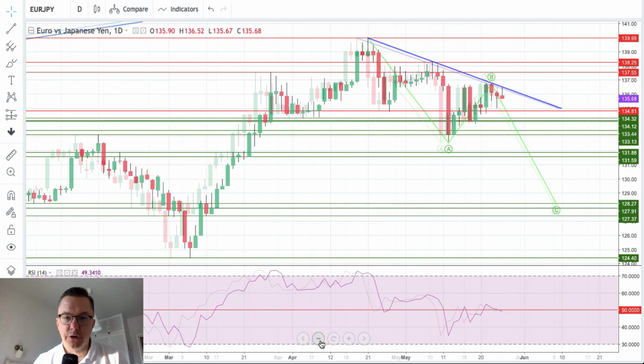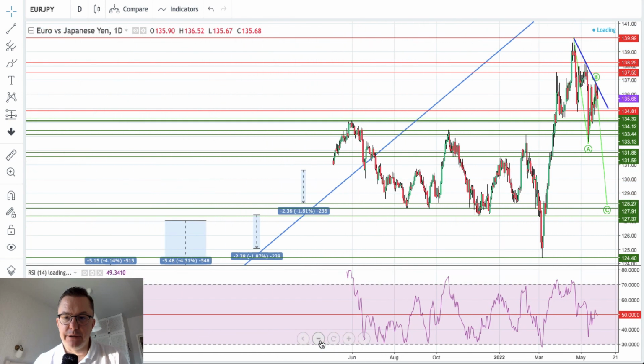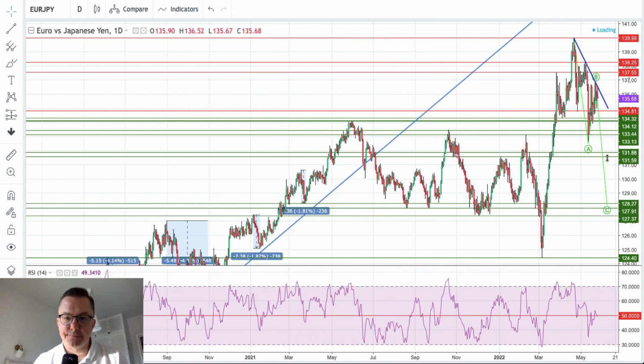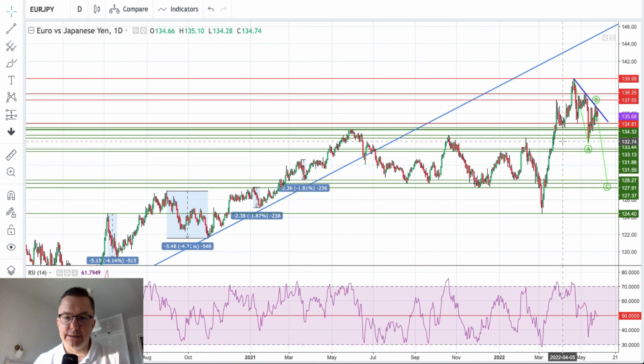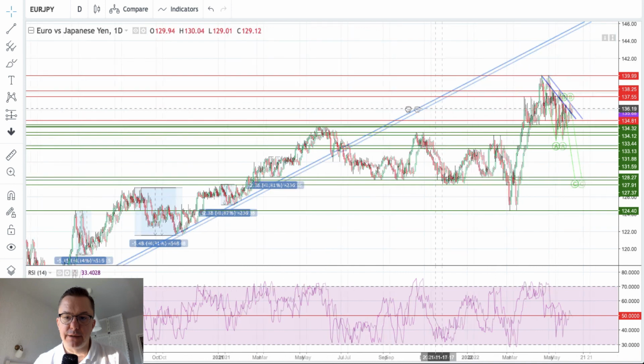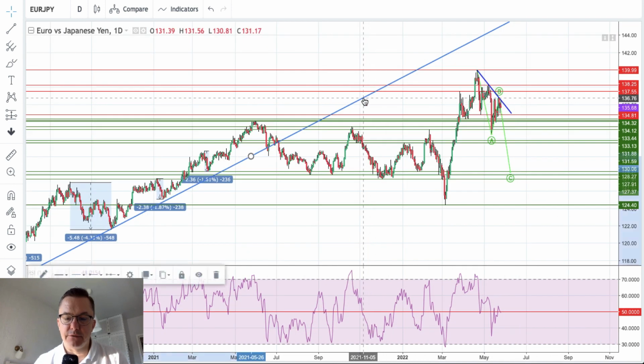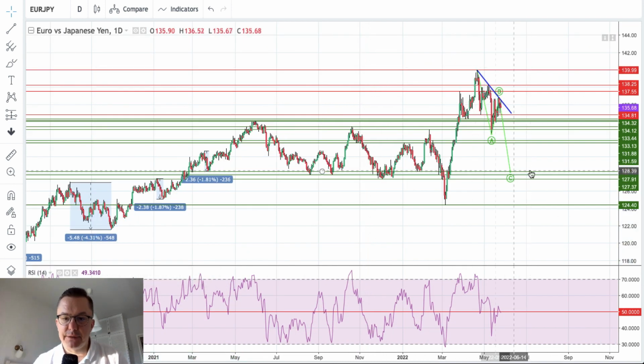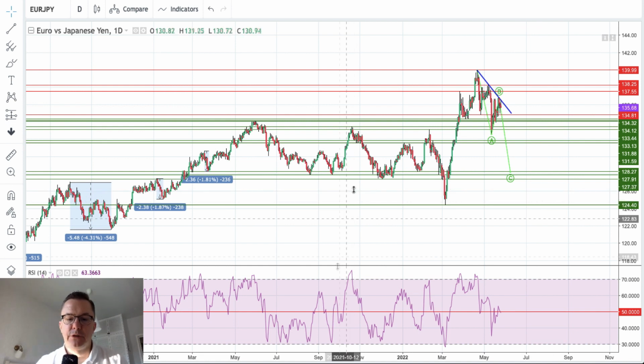128.27. If we take a look at this situation from a bigger perspective, we can see that this is a very probable move, and if that happened, we can remove this trend line. If that happened, then even the lows of the beginning of March, 124.40, are in danger. So please keep an eye on the euro to the Japanese yen.